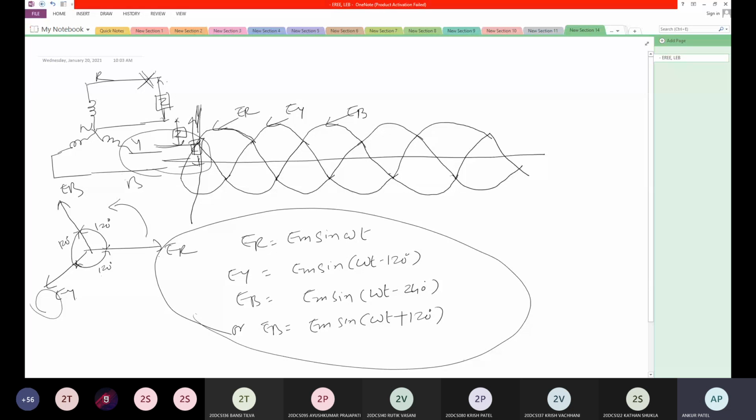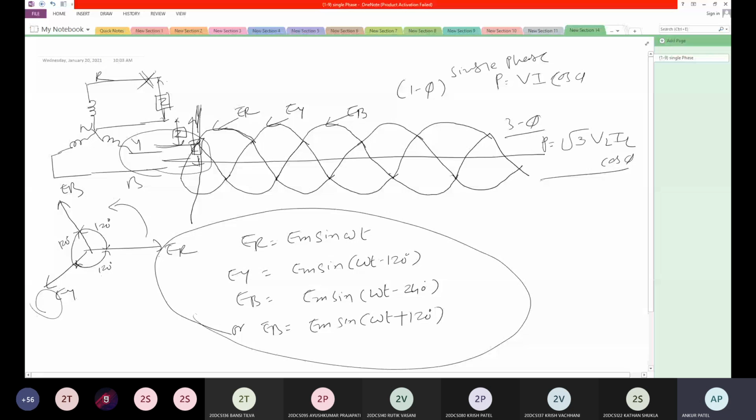Also, we get more power with three-phase. For single phase we have VI cos phi. For three phase, the power equation is P is equal to root 3 VL IL cos phi. So we get more power from the three-phase circuit. In single phase, if any failure occurs, then the whole circuit is going to be disturbed.